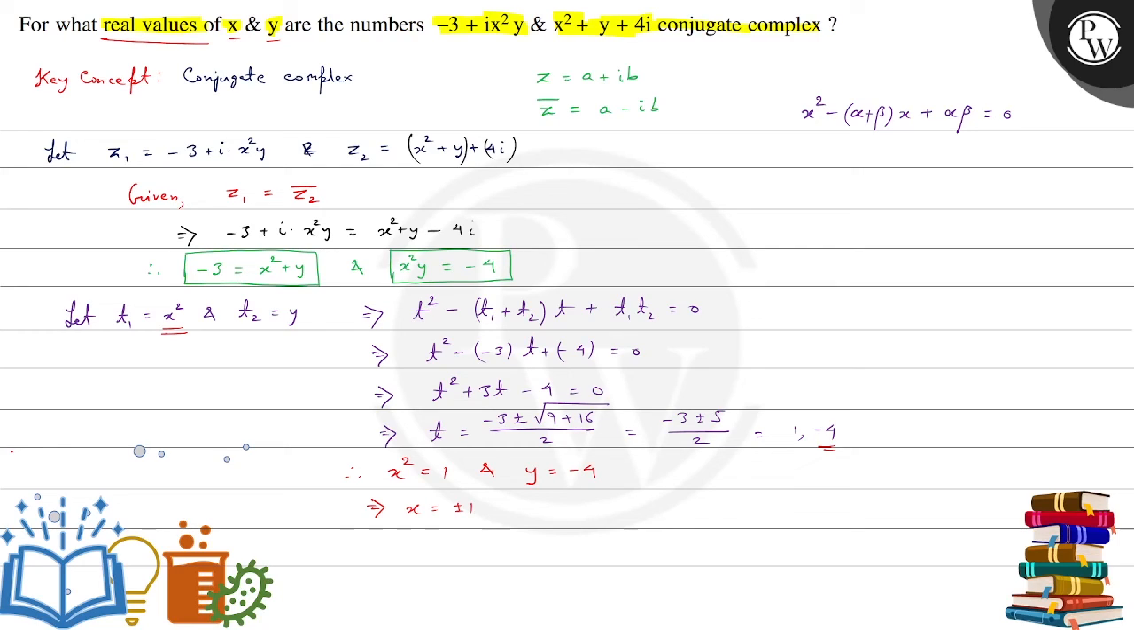Therefore, what was the question? For what real values of x and y are these two numbers conjugate complex? Hence our solution is very simple. We have x = +1 or −1, y = −4. This is the answer to this particular question. I hope you understood the solution well. Best of luck.